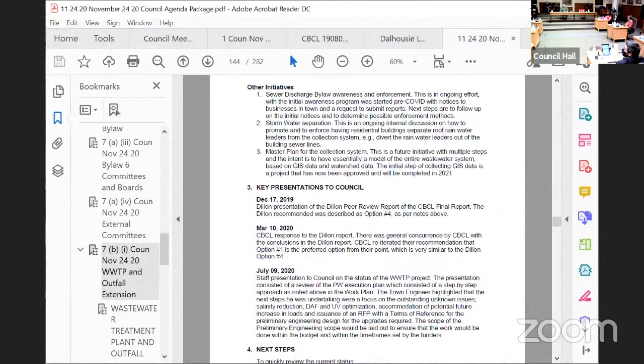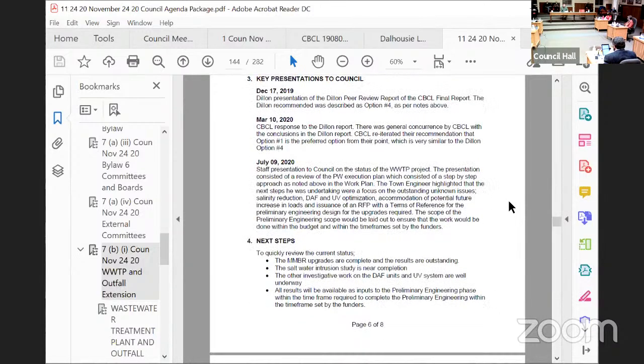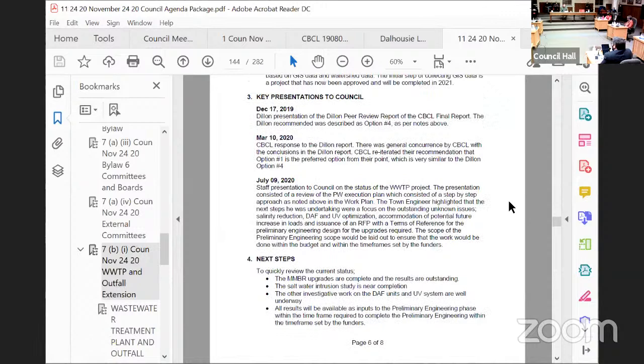Council has seen a number of presentations going back to December last year, with a Dillon presentation of their peer review report, followed up in March by CBCL's response to the Dillon peer review. I think it's safe to say that both those reports essentially pointed in the same direction, and that's what has guided us in the recommendations since. And in July of 2020, we did a staff presentation report to update, which laid out a lot of the overview I've just provided.